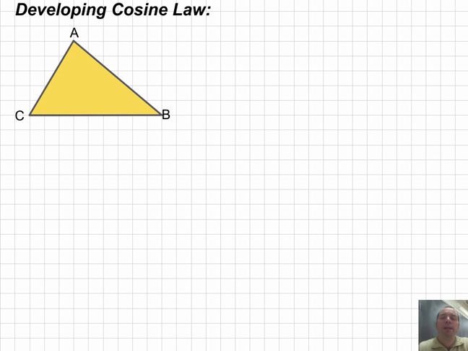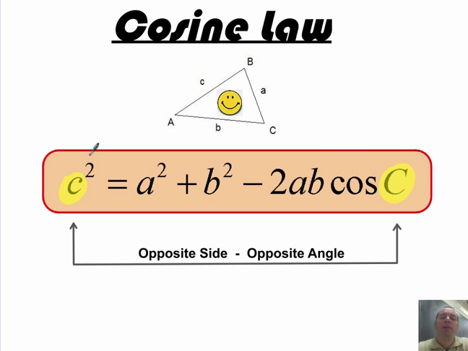We're going to develop cosine law in class, and once we develop it, we're going to have this formula: c squared is equal to a squared plus b squared. That's just like Pythagorean theorem, but I have minus 2ab cos of C. Notice that the c side is opposite angle C, and it's on the opposite side of the equation also. In the book they'll write it as a, then b, then c. It's the same formula. Just remember, the opposite side and opposite angle are on opposite sides of the cosine law equation. This has to be an angle because you cannot take the cosine of a side. It's got to be cosine of an angle.